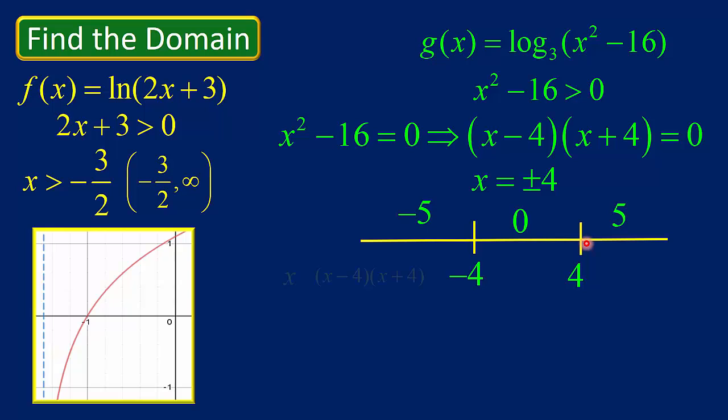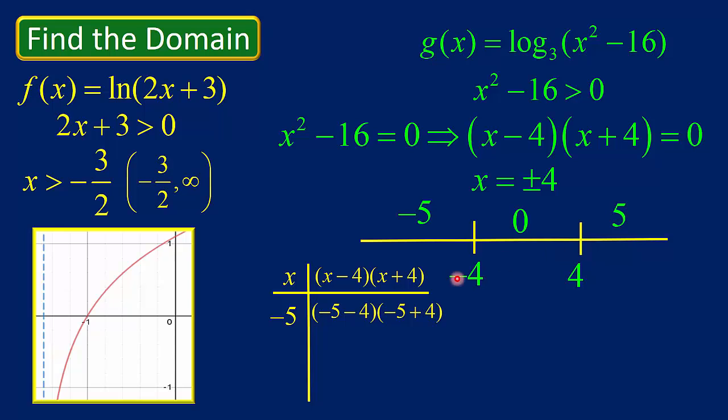Okay? Then I test those. I plug in a negative 5. Here's what I have now. I have negative 5 minus 4. That's negative. Negative 5 plus 4. That's negative. Negative times a negative is a positive. Jackpot. That's greater than 0. That's part of my domain. This region right here is part of my domain.